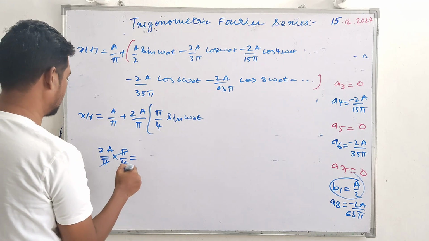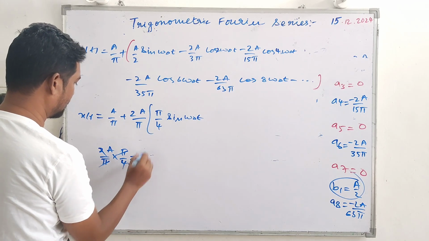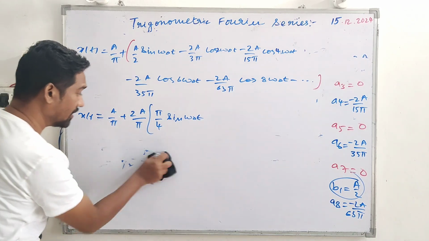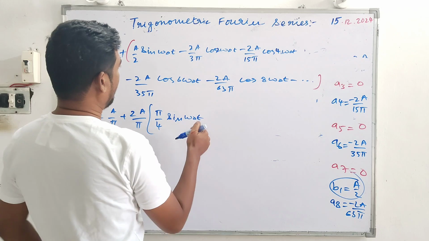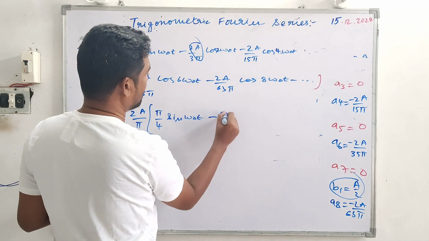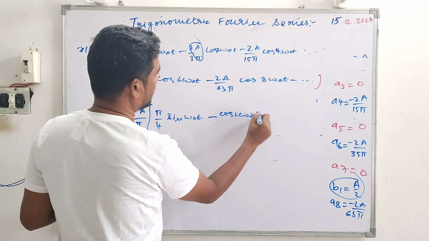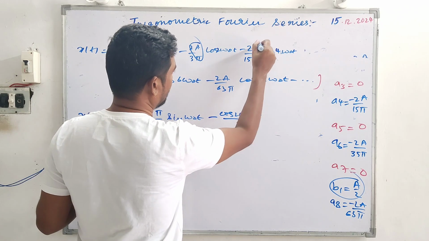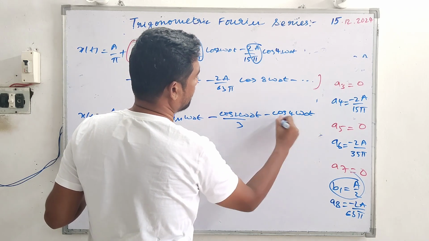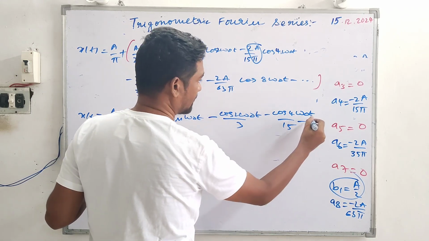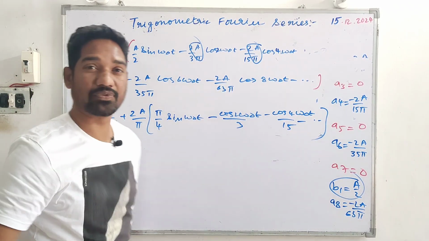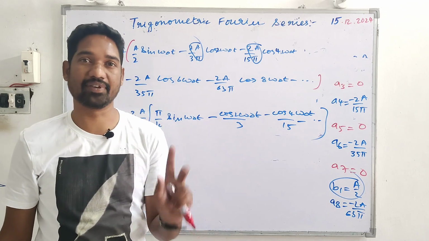What do we have here? Yes, we get back to this a by 2, taking out 2a by pi as common. Alright, and 2a by pi has come out. So what do we have? Minus cos 2 omega naught t by 3. This has come out. So minus cos 4 omega naught t by 15 has come out. So minus, to infinity. This is the final trigonometric Fourier series representation for the half wave rectified sine wave. That's it.